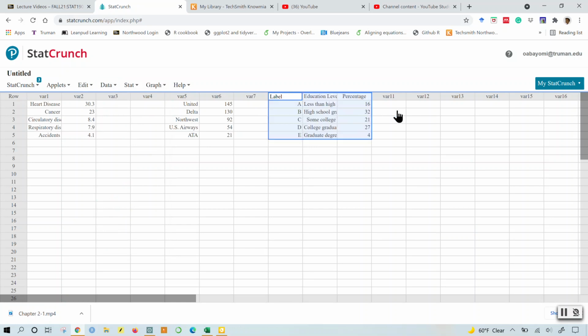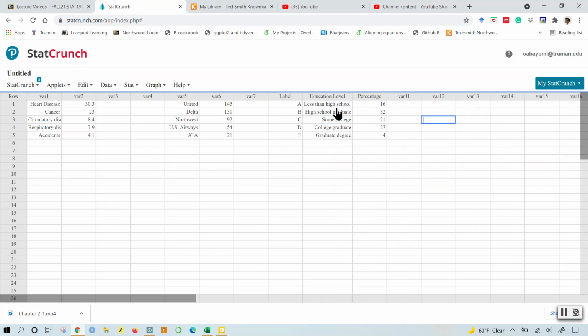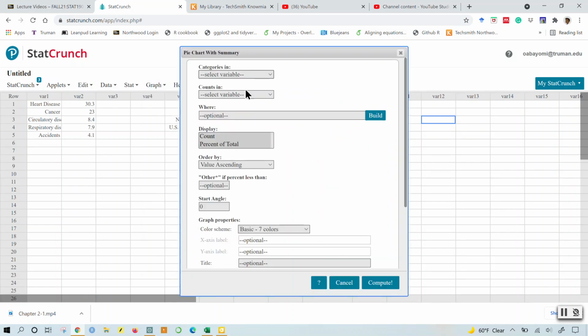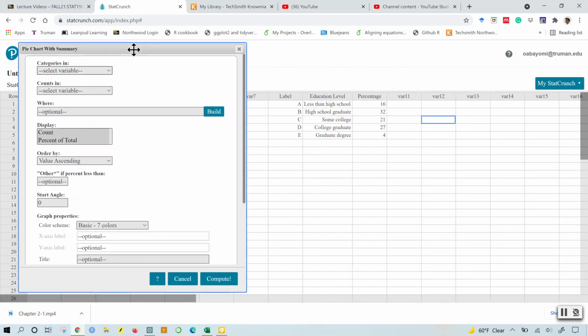And I'm going to paste, and you see that automatically it reflects that the titles have been changed. Sometimes you can drag to see the total data values of the variable education level. And with that said, I am ready to draw a pie chart with summary. And in this case, we would like to indicate that the categories are in education level.